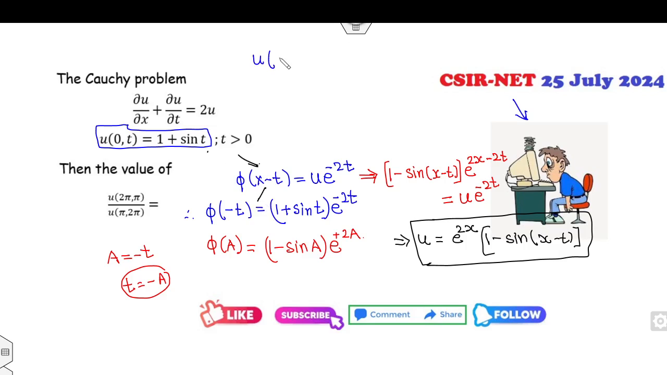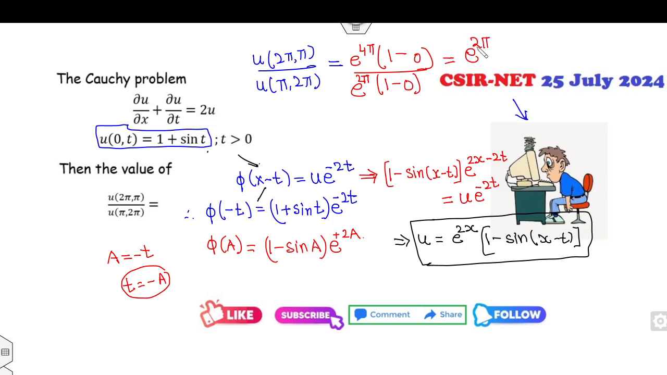Now find the value of u at 2 pi over u at pi over 2 pi. So what is the answer of this? 2 pi e raised to power 4 pi into 1 minus sine pi, which is my 0, divided by e raised to power pi into 2, 1 minus sine of minus pi, which is 0. So the right answer is e raised to power 2 pi, that is my correct answer of this problem.